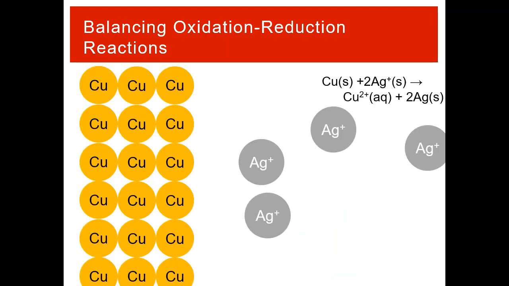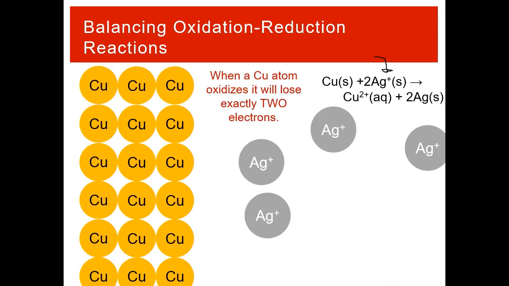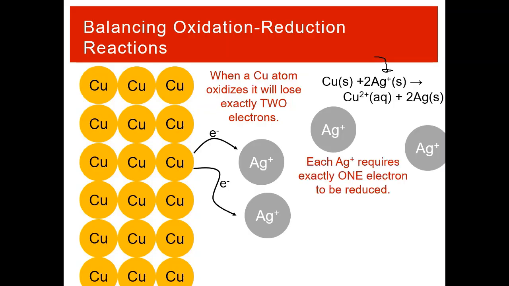So we want to get an image of this overall balanced reaction. What does this mean? It means that when a copper atom oxidizes, it's going to lose 2 electrons, and each of those electrons needs to go to 1 silver, because each silver cation is only going to take exactly 1 electron. That's the chemistry of the silver half of this process, whereas the chemistry of the copper half is to release 2. And so as a result, the stoichiometry between atoms has to be 1 copper for every 2 silvers.